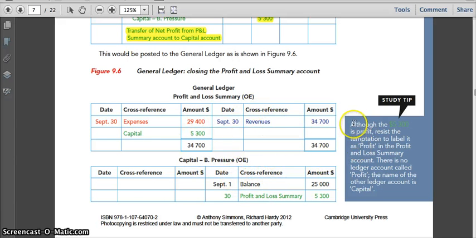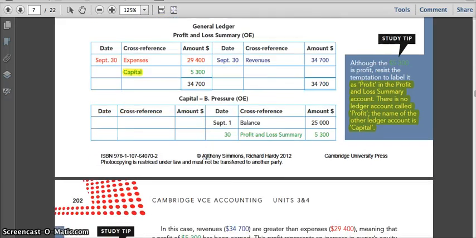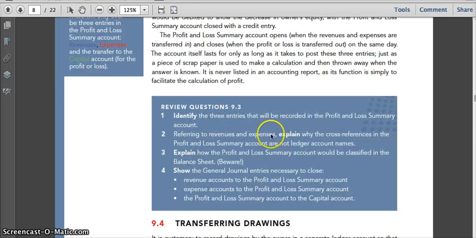It's important here that we don't label it profit. Even though it is a profit, we need to label it as capital, because there is no actual account named profit. It's named capital. If it was a loss, we would have the capital over here, and it would be exactly the opposite. Okay, now that we've completed that, I think we need to do review questions 9.3, and then there'll be some exercises to do on the back of that.